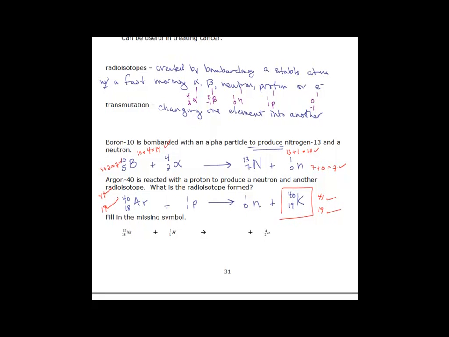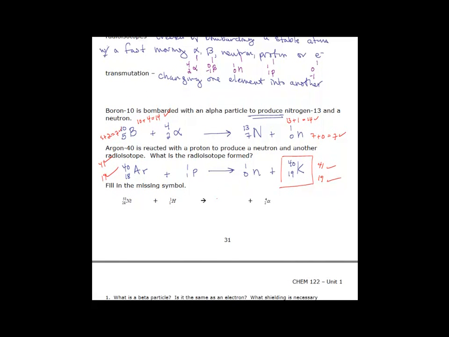Okay, so I want you to fill in the missing symbol here. So go ahead and hit pause. Okay, so we have a sum over here of 59. We need to have a sum over here of 59 as well. So 59 minus 4 gives you 55. And then over here we have an atomic number sum of 29. So we have to have 29 over here. 29 minus 2 gives you 27. So you end up with cobalt as your missing particle.